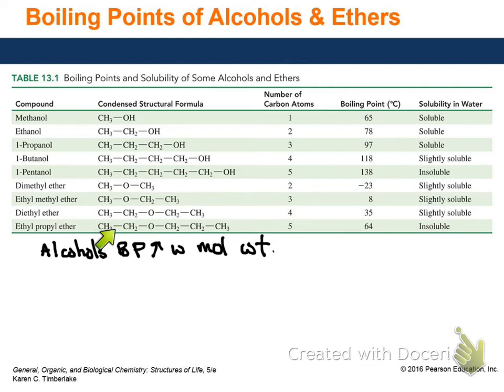Let's do this one. This is ethyl propyl ether, sorry, right? 5 carbons. And pentanol, 5 carbons. Boiling point, 138 degrees Celsius versus 64 degrees Celsius. Again, it's related to hydrogen bonding.